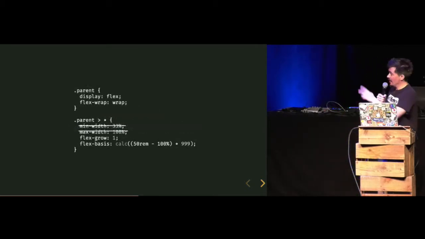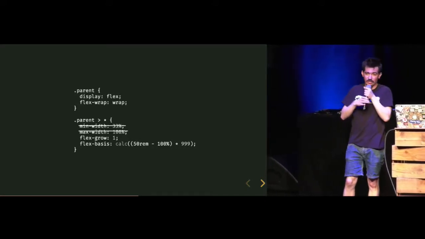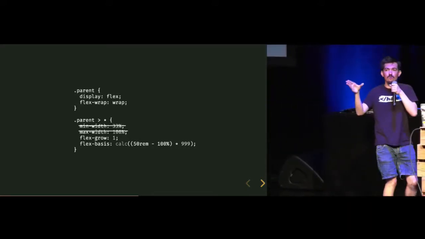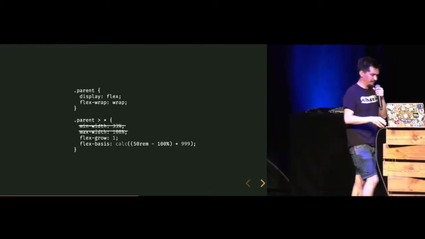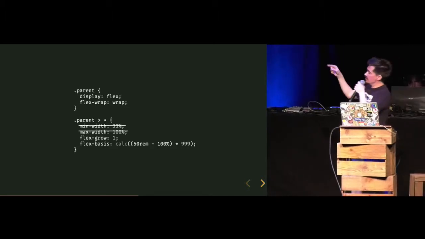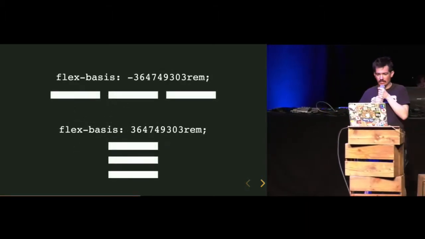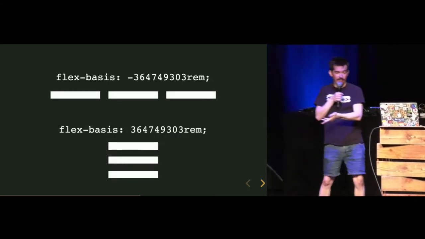And the way that works is I get rid of the min width and the max width. I turn on flex grow to 1, so that means every subject child flex element will grow to use up its allotted portion of the available space. And then I use flex basis to do the calculation bit. And what that means is flex basis will come out as a very big negative number.